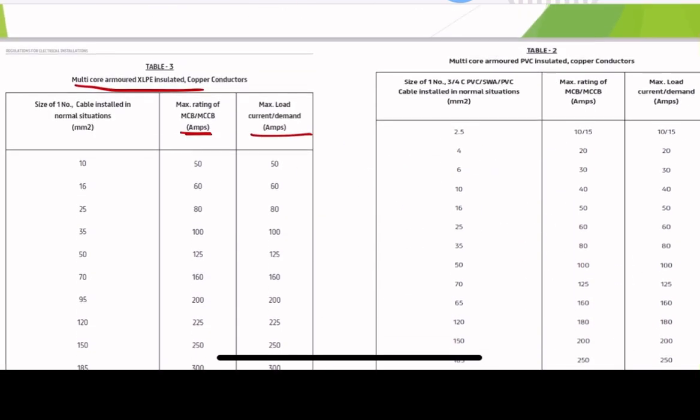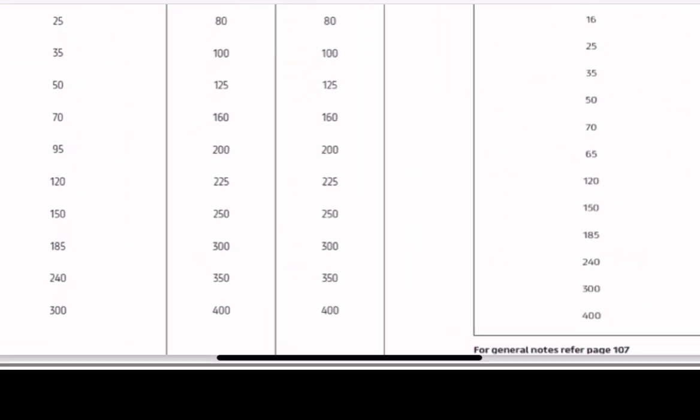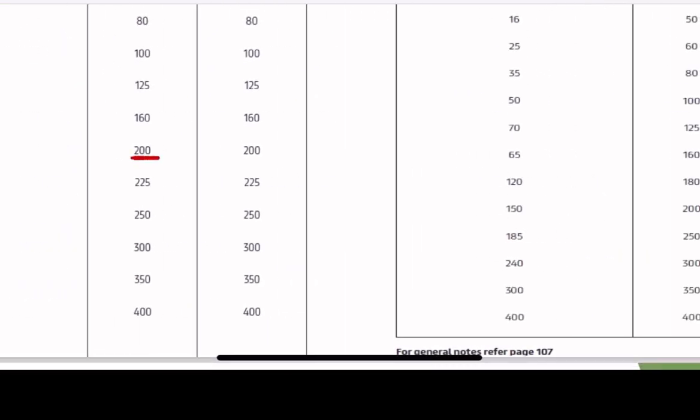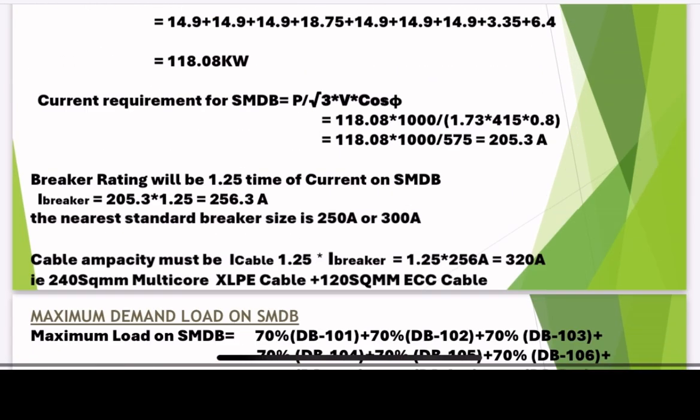This chart is for multi-core cable, and this chart is for PVC insulated multi-core, and this chart is for XLP insulated. So our cable is XLP insulated, so we will refer to this chart. Okay, for a 200 ampere MCCB, the cable size is 95 square mm, and for a 400 ampere MCCB rating, the cable size is 300 square mm. Hope you are clear so far.